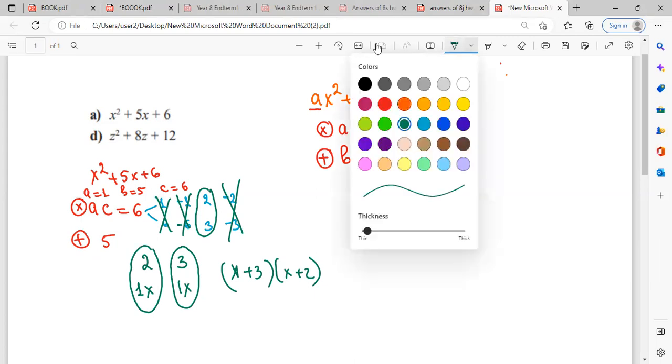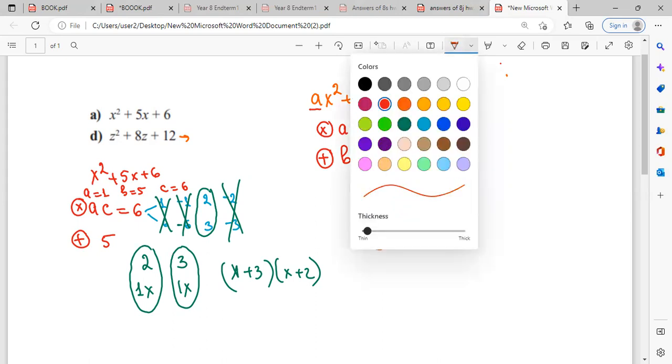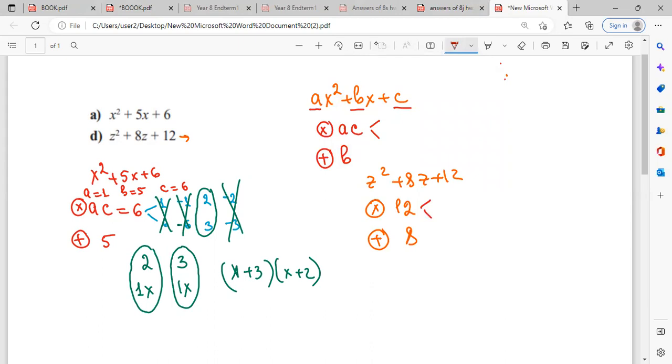Let's try one more. This question: z squared plus 8z plus 12. What's the multiplication of them? 1 times 12, which gives 12. And the addition of them will be 8. Which two numbers can you think of? Let's find the factors of 12: 1 and 12, then 2 and 6, negative 2 and negative 6, then 3 and 4, negative 3 and negative 4, negative 1 and negative 12.